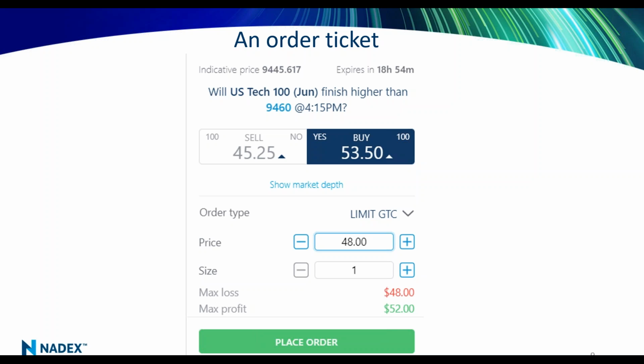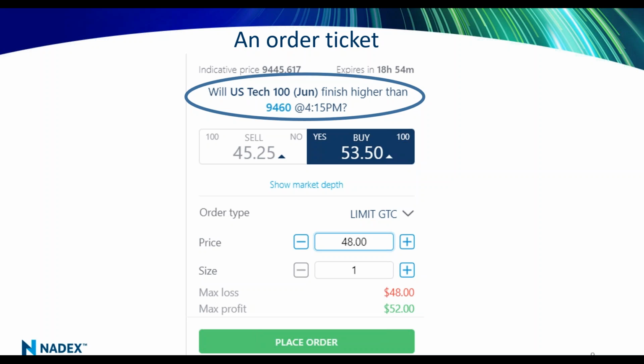Let's look at an order ticket so it'll put it a little bit more in context. Here's the condition. The US Tech 100 settles to the NASDAQ 100 future. That's the price that it will settle to. Will the US Tech 100 finish higher than 94.60 at a certain time? That is the product, the market, the US Tech 100. The condition: will it finish higher than 94.60? And the time: 4:15 at the end of the day.